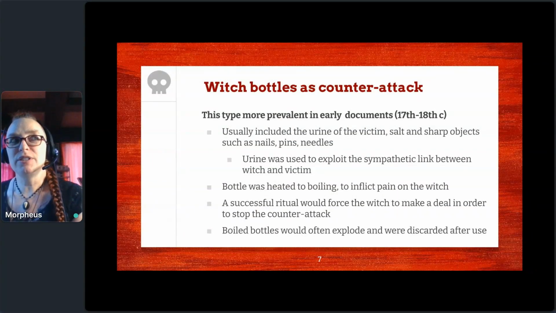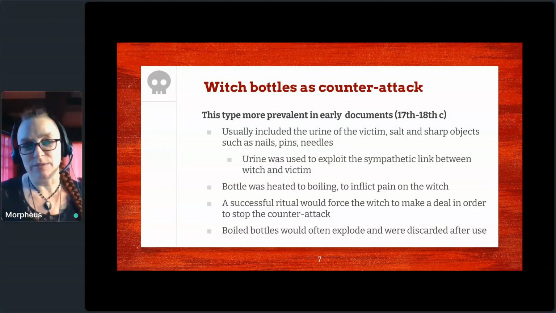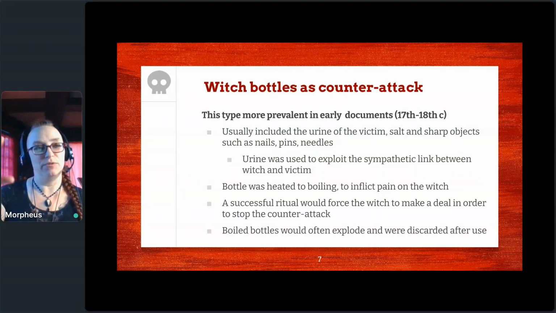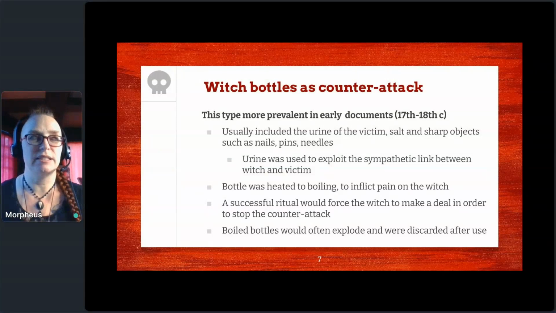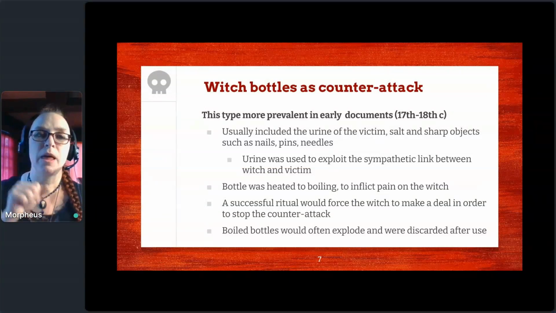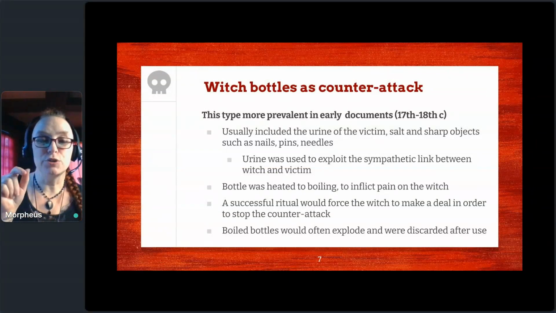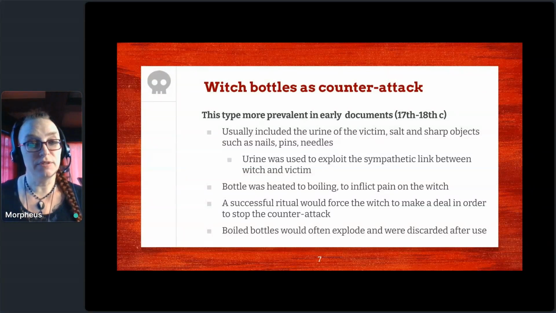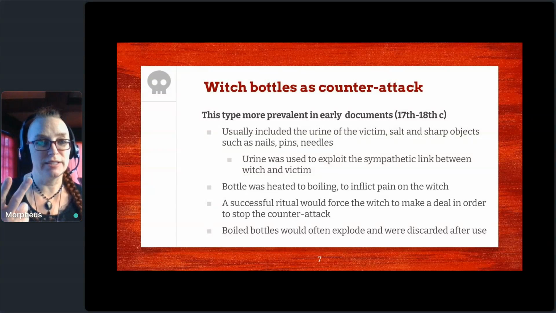I mentioned that this idea of a witch bottle as a form of counterattack is sort of the original form of it, and this type of use is more prevalent in those early documents. In the 16th, 17th, and 18th centuries, they usually included the urine of the victim, salt, and some kind of sharp objects like nails, pins, or needles.